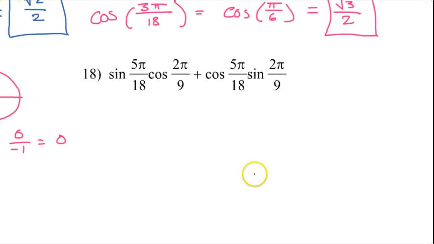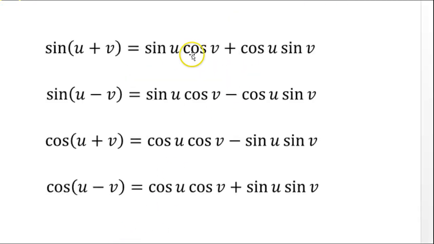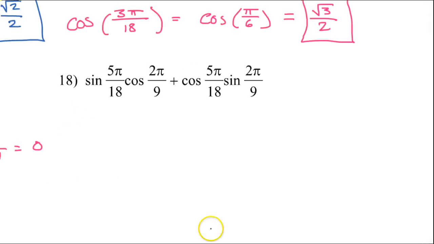Okay, last problem. I see the pattern sine, cosine, cosine, sine. So when I see that, I know I'm going to be dealing with one of these. Sine of angle plus angle or sine of angle minus angle. And the middle sign matches. If I see a plus, I will add. If I see a minus, I will subtract. So look, right in the middle I see a plus, so I'm going to add. So this should be the same thing as sine of angle plus angle.